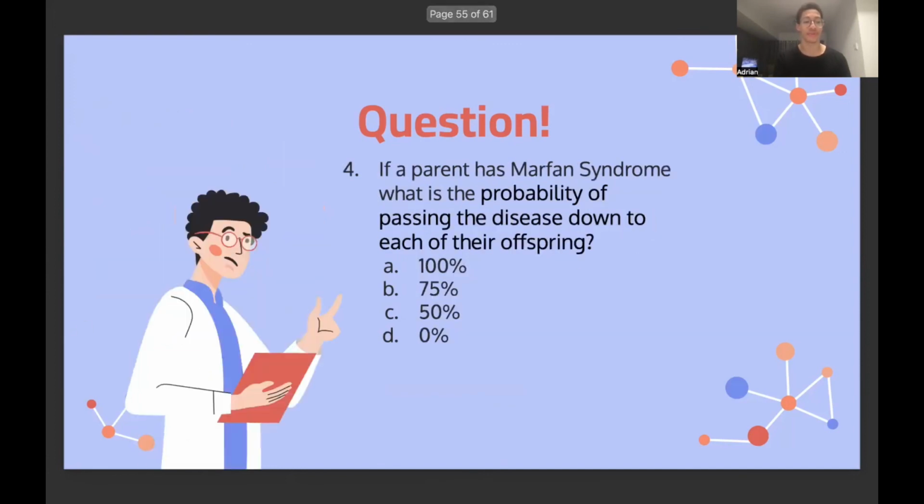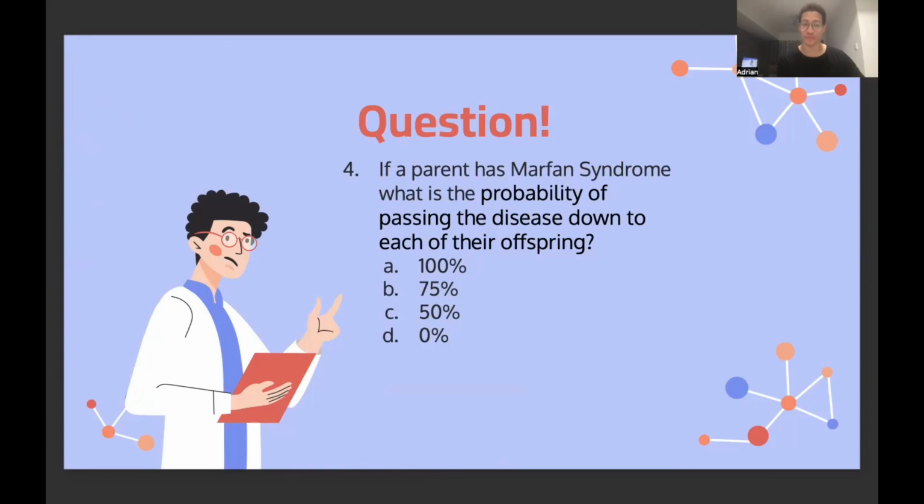We're going to move on to question number 4. So question number 4, if a parent has Marfan syndrome, what is the probability of passing this disease down to each of their offspring? I'm going to give you a second to do a little bit of the math. As we talked about, it's autosomal dominant on the last slide, right? So it kind of correlates. If you know autosomal dominant in pattern, you should also be able to answer this question.